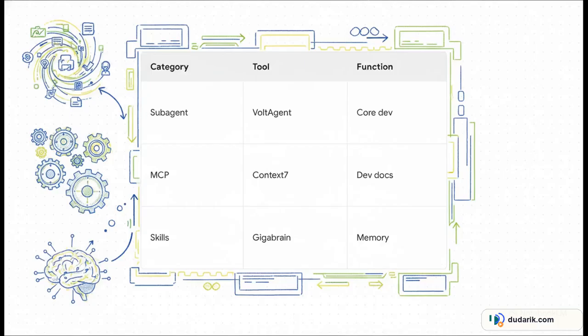Taking a quick look at this ecosystem diversity, you can really see standout tools pushing the boundaries of what your terminal can actually do. Take Vault Agent, for example. It provides a massive collection of over 136 pre-built subagents. Or look at Context 7, which functions as an MCP server to give your agent direct access to up-to-date developer docs. It's just a giant puzzle of really cool tools fitting perfectly together.